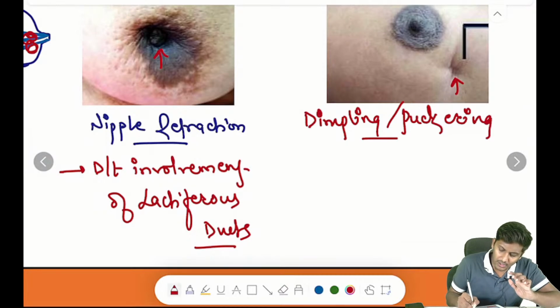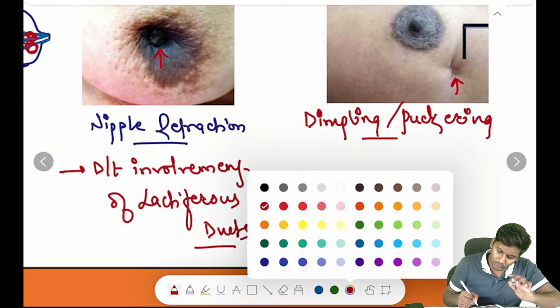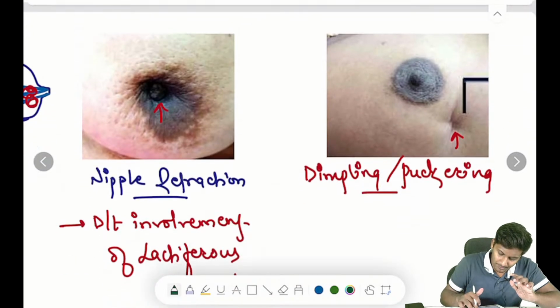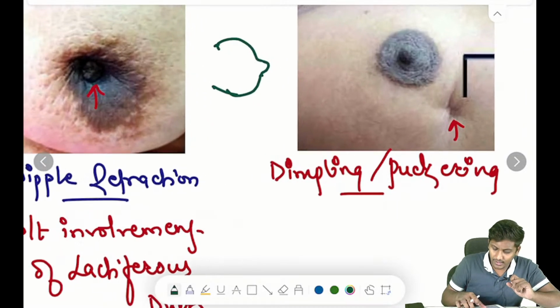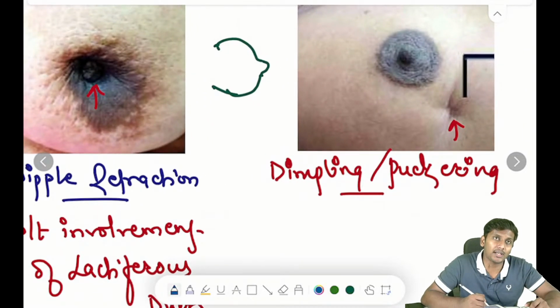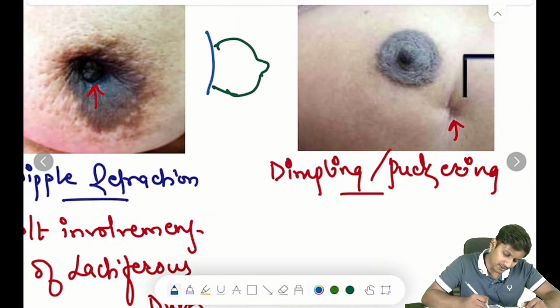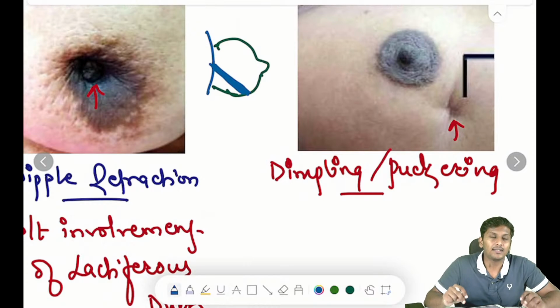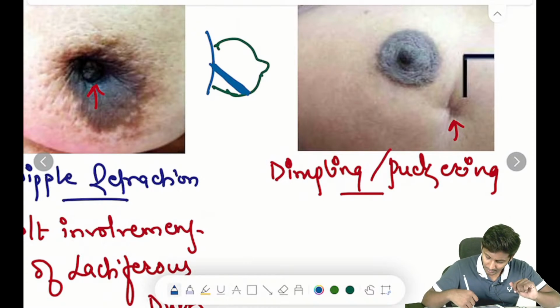Important is, dimpling or puckering of skin is due to involvement of which structure? For example, this is again the breast tissue, and we have already discussed that there were ligaments inside the breast supporting the breast tissue. Those ligaments extend from the pectoralis fascia to the skin of the breast. These are your suspensory ligaments of Cooper.